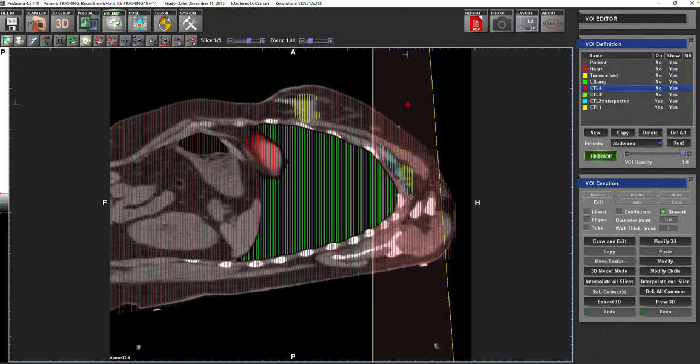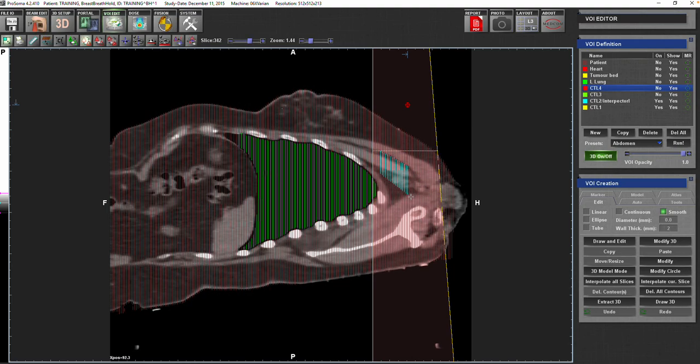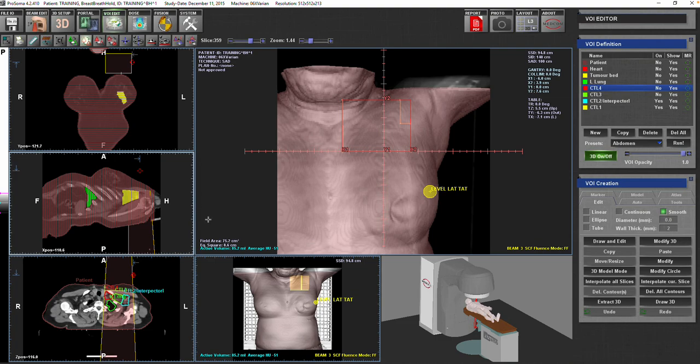So after completing my target volume, I would look at it on the sagittal view and make sure that everything looks nice and very well presented. So this is a very simple method for drawing your target. Believe me, when you do it, it may not take more than a few minutes, and you will be surprised how quick you can do this.